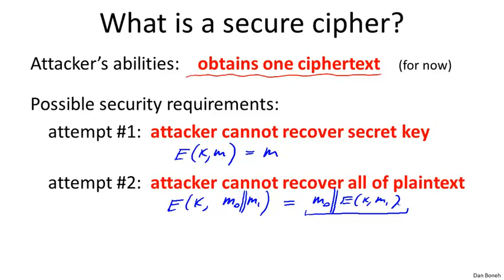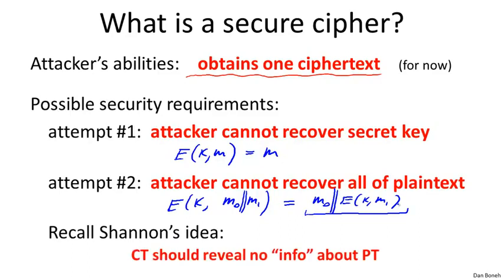So even though he can't recover all of the plaintext, he might be able to recover most of the plaintext, and that's clearly insecure. So of course we already know the solution to this, and we talked about Shannon's definition of security, perfect secrecy, where Shannon's idea was that when the attacker intercepts a ciphertext, he should learn absolutely no information about the plaintext.